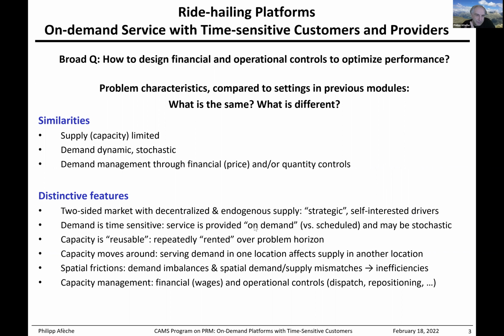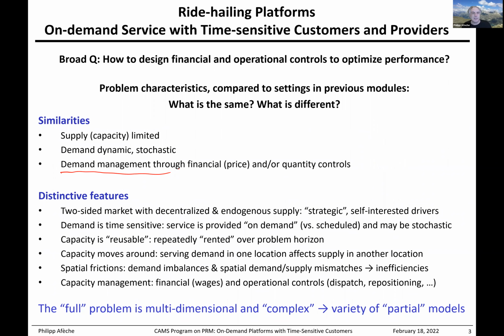And so based on that, in addition to all the demand side controls that are sort of classic in revenue management, here you have a bunch of supply side controls, financially wages to the independent drivers, and operationally you can do various things, right? So if you look at this, the full problem is multidimensional and complex. I put these words in quotes because complex is maybe an overused word. But essentially, you have a variety of models that capture partial aspects of this, right?